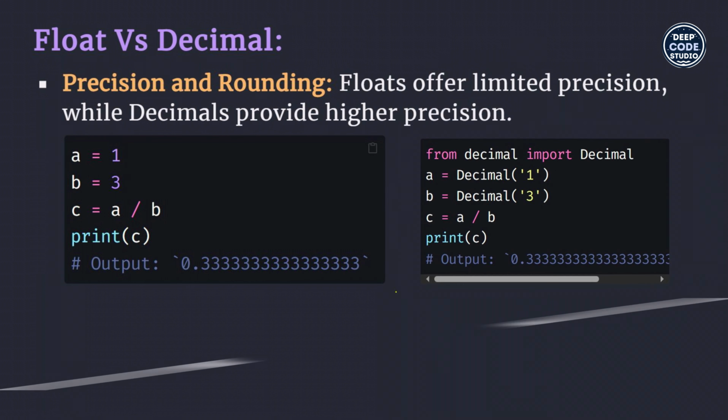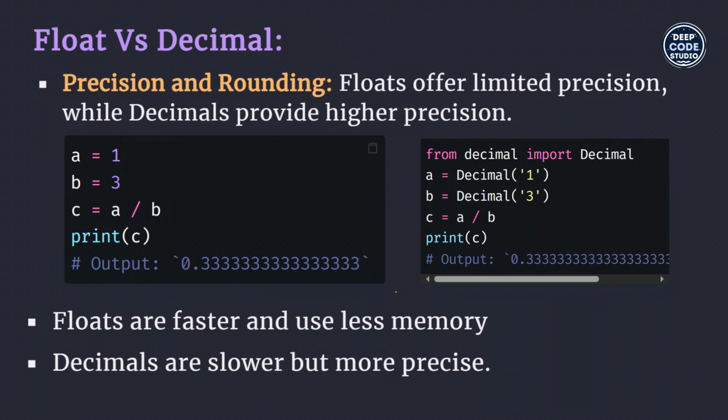Another point to keep in mind is that while floats are faster and use less memory, their precision issues can be a drawback. On the other hand, decimals provide more precision, but they are slower and more memory intensive. So, choosing between floats and decimals depends on your specific need, whether speed and efficiency is required or accuracy and precision are more critical for your application.